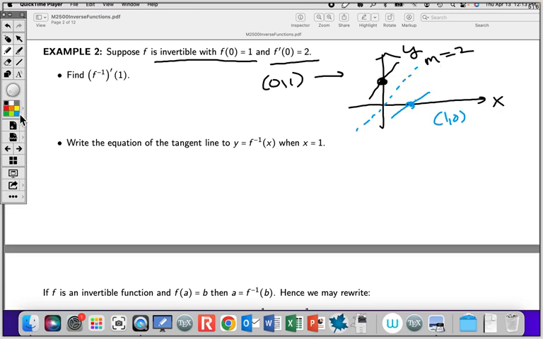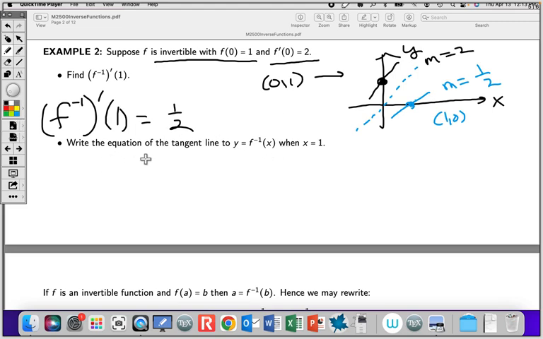And since the x's and y's switch, what used to be delta y over delta x here, which gave us a ratio of 2, is going to flip over. So the ratio delta y over delta x here is going to be the reciprocal of what it used to be. That gives us the slope as a half. So that tells us that the derivative of the inverse at 1 is a half.